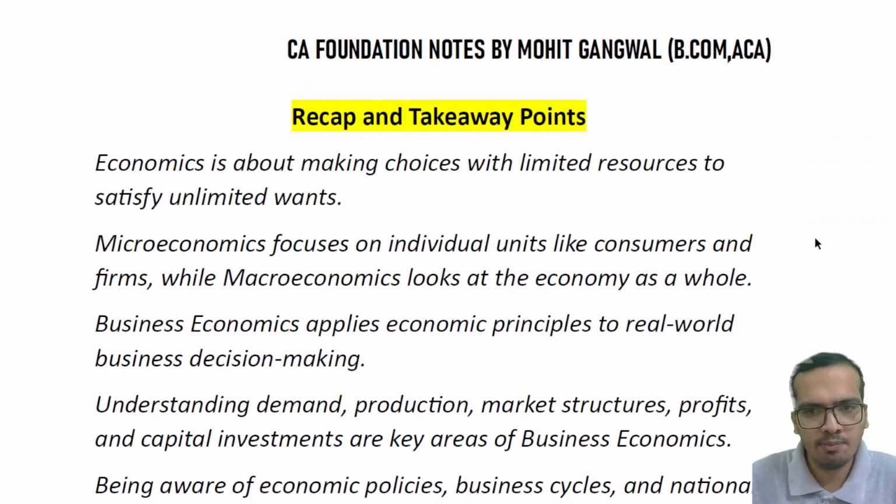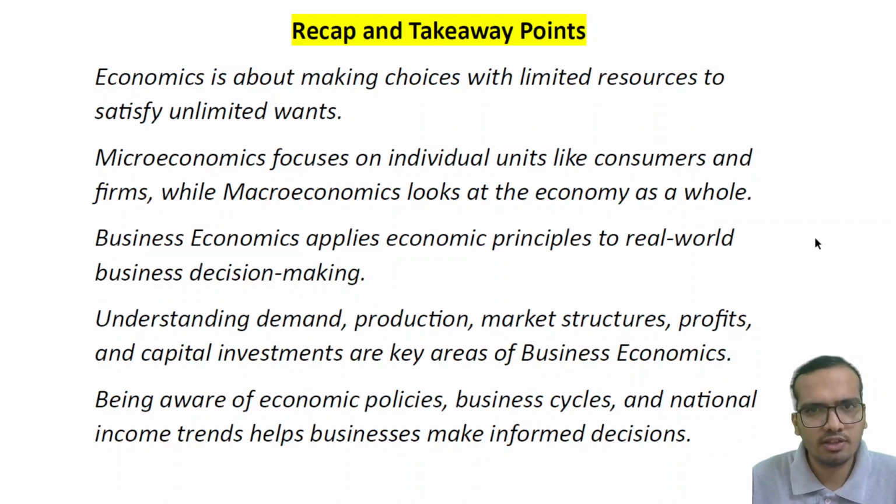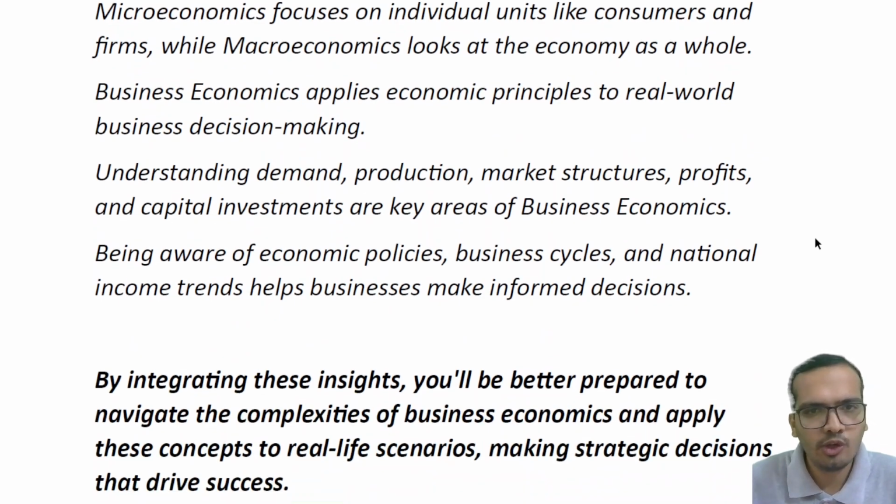So this is a small recap of the entire topic. Economics is about making choices with limited resources to satisfy unlimited wants. Microeconomics focuses on individual units like consumers and firms, while macroeconomics looks at the economy as a whole. Business economics applies economic principles to real world business decision making. Understanding demand, production, market structure, profit, and capital investment are key areas of business economics. Being aware of economic policies, business cycles, and national income trends helps businesses make informed decisions. We will be covering national income trends in later videos.